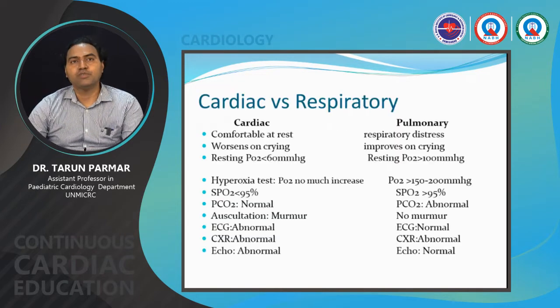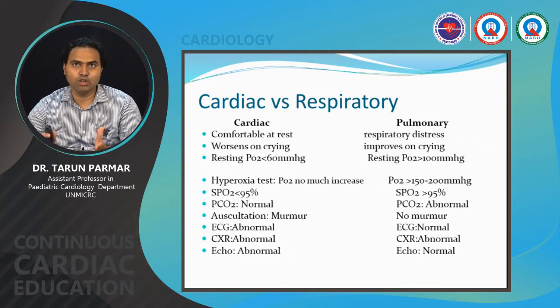So, evaluation of the cyanosis. First thing first, you have to differentiate between the cardiac and the non-cardiac. Most commonly it is pulmonary. So, the reason behind the cyanosis or decrease in the saturation can be pulmonary.